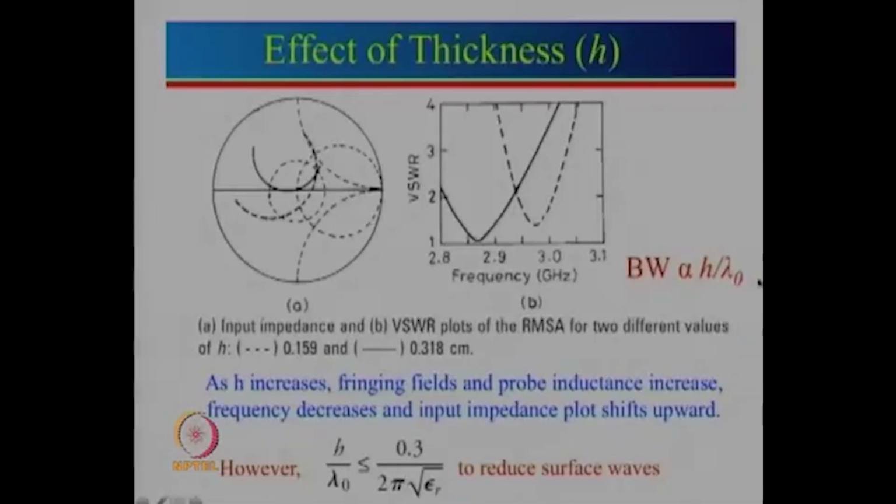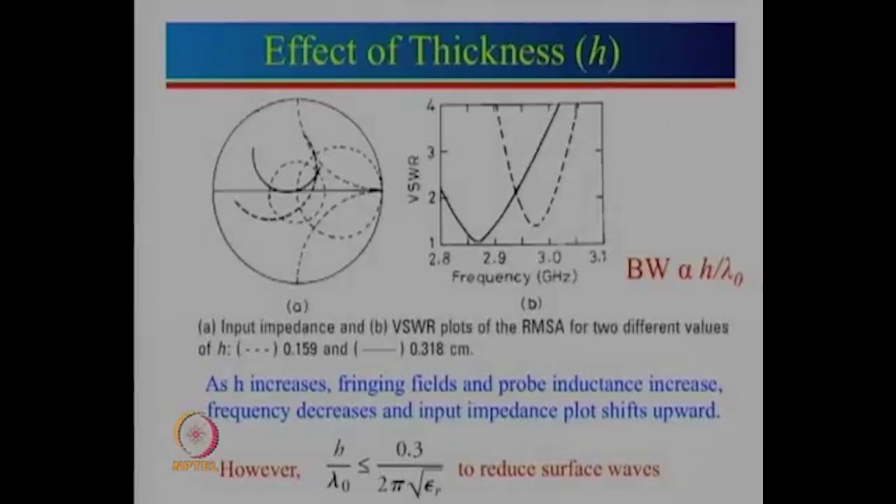So, in general we can say bandwidth is proportional to h by lambda 0. Why have I added lambda 0? Because h is not an absolute value; everything is related to the wavelength. It is not just that we take h equal to 0.159 and 0.318, but if you look at a different frequency, a normalizing effect comes into the picture. So, if you keep increasing h, we can increase the bandwidth, or for the same h, if we keep increasing the frequency, lambda 0 will reduce and bandwidth will increase. But there is a limit; we can't keep on increasing the value of h forever.